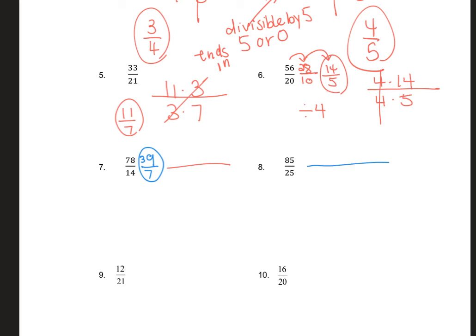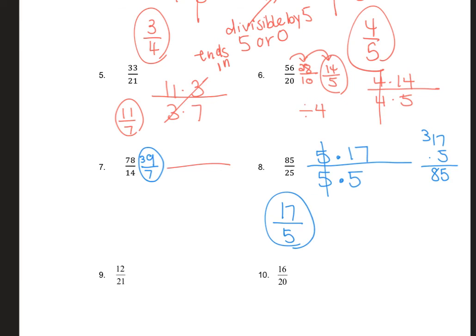All right, 85 and 25, I can pull 5's out of that. So the bottom is going to be 5 times 5. The top is going to be 5 times 17. I think so. 5, 35, 85. Yep. All right, 5's cancel out, and I get 17 over 5.